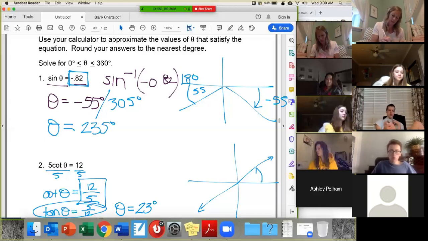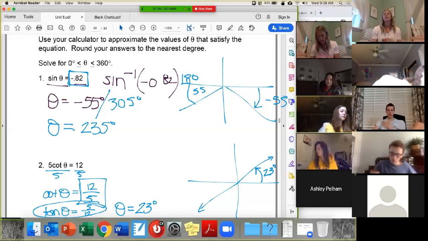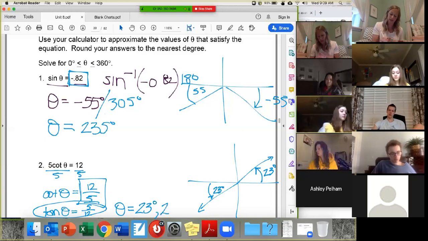That is obviously this answer. How am I going to use that information to get my second answer? Add 180. Add 180 to that. Use that as a reference angle. Therefore, my second answer is about 203 degrees.